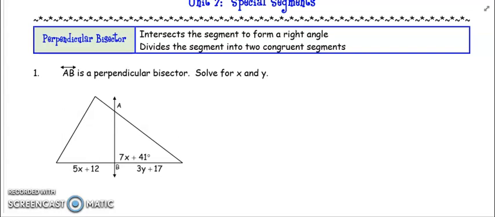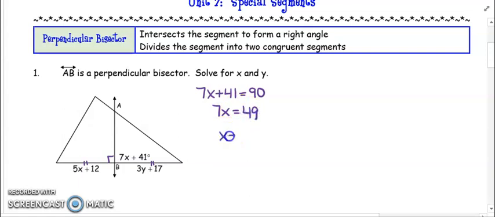So if AB is a perpendicular bisector, I know that I've got a right angle, and I know that these two pieces are equal to each other. So I can say 7x plus 41 is equal to 90. Solving for x, that'll give me 7x is equal to 49, which will make x equal to 7.